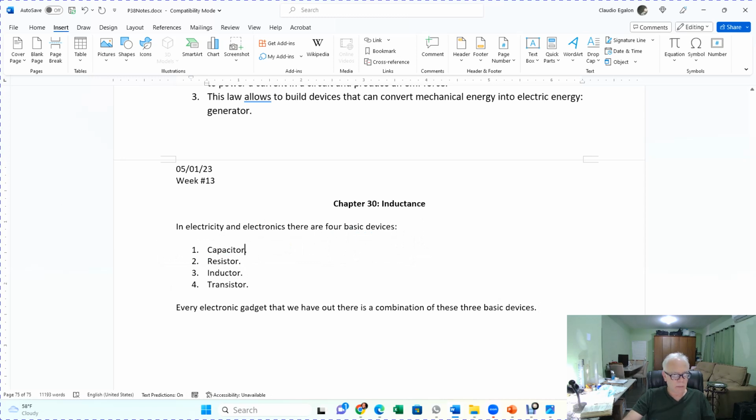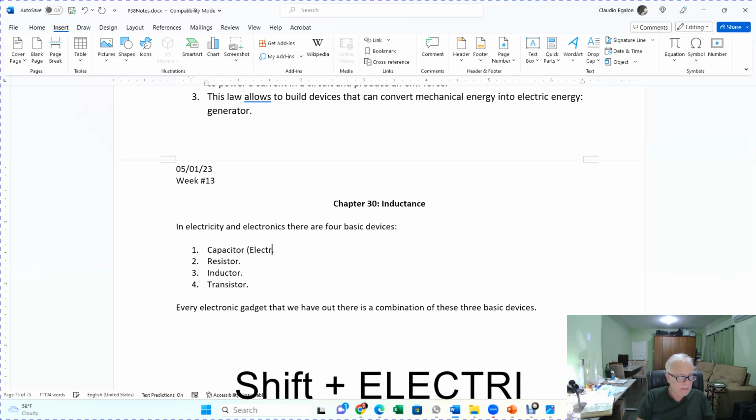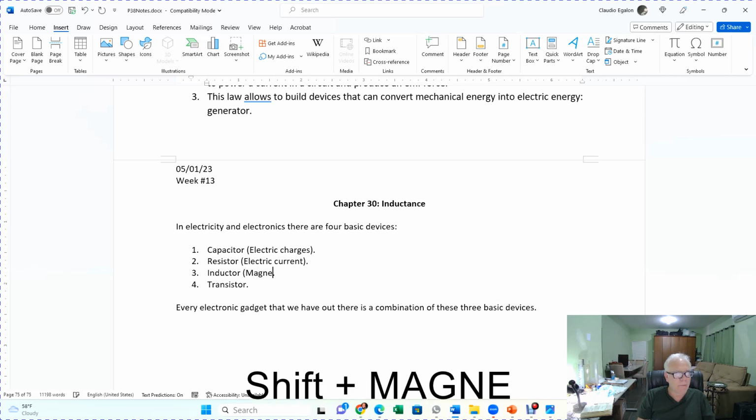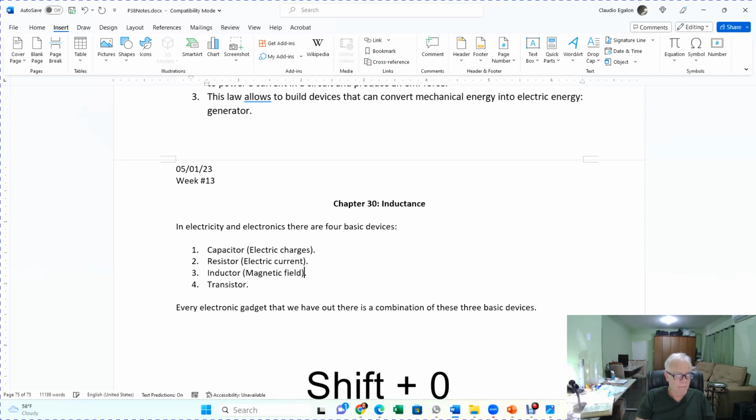The capacitor here is a device that's related to electric charges. This device here is related to electric current. And this device here is related to the magnetic field. Okay, this one is more complicated, we're not going to cover, so we're going to leave it this way. Okay.